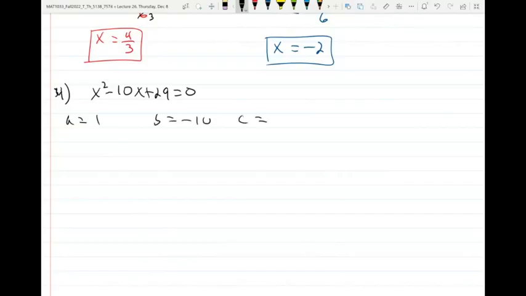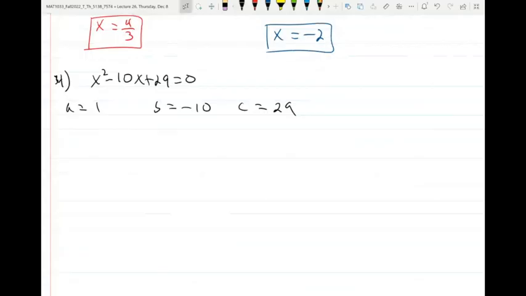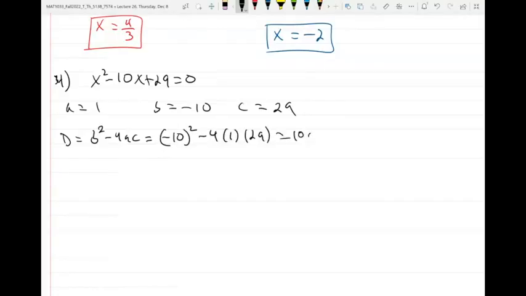So here this is 1, negative 10, and 29, okay? And then let's compute the discriminant. b squared minus 4ac. So that would be negative 10 squared minus 4 times 1 times 29. So that's 100 minus, and then we have 4 times 29. That's 116. So that's negative 16.